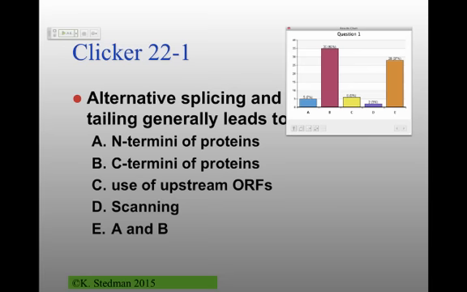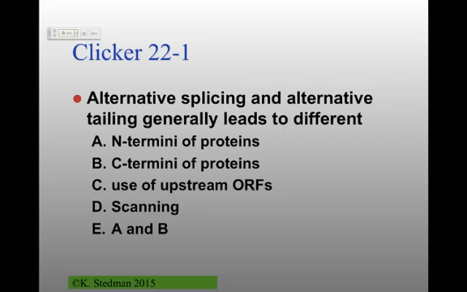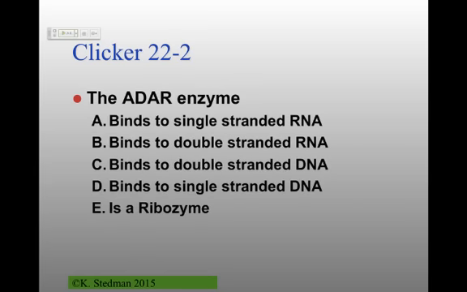In most cases, the only time you'd actually get the N-terminus change would be when? If that alternative splicing or tailing happens all the way up in the 5' UTR, so untranslated region. Happens extremely rarely, although there are a few examples of how that has been known to happen. So our second question, the ADAR enzyme binds to single-stranded RNA, double-stranded RNA, double-stranded DNA, single-stranded DNA, is a ribozyme.